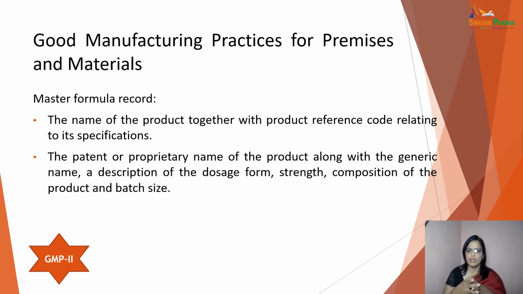The master formula includes the following. So dear students, it may be asked in the examination as a short note: the recommendations and the guidelines of GMP for master formula record. The name of the product together with the product reference code relating to its specification. This is the very first thing to be mentioned. The patent or proprietary name of the product along with the generic name also, and the description of its dosage form, strength, composition, and its batch size.